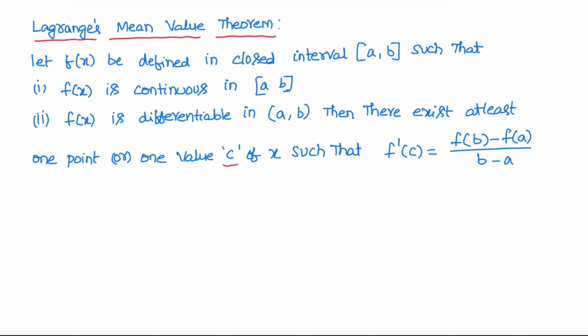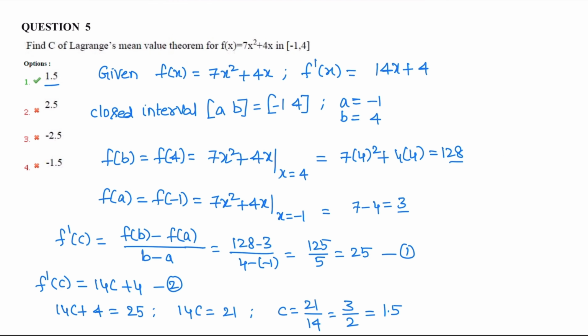So from this Lagrange's mean value theorem, if f of x is continuous in the closed interval a comma b and f of x is differentiable in the open interval a comma b, then there exists at least one point or one value c of x such that f dash of c is equal to f of b minus f of a by b minus a. Here the value of c is 1.5. The value of c obtained is 1.5, which exists in the closed interval minus 1 comma 4. Correct option is 1.